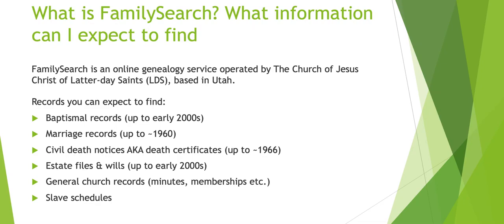Next, you can expect to find some general church records, for example, minutes and memberships. And I don't know, if you had a relative who was perhaps a clergyman, you may find multiple references to them in those sorts of records. So there are select minutes and memberships for some religions on FamilySearch. And slave schedules. I believe there was just a collection published about last year with some slave schedules for the Cape.